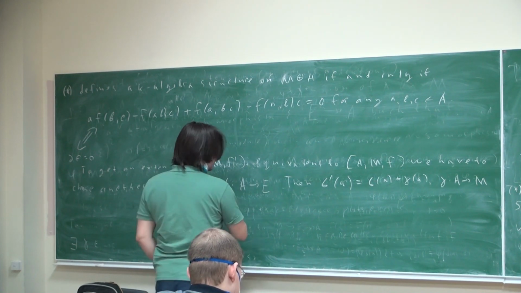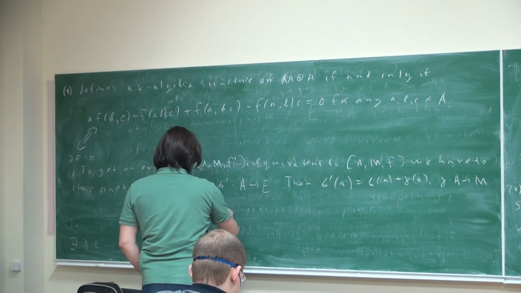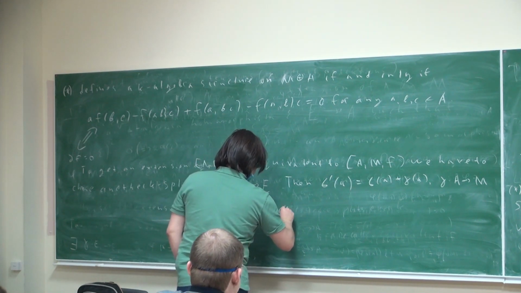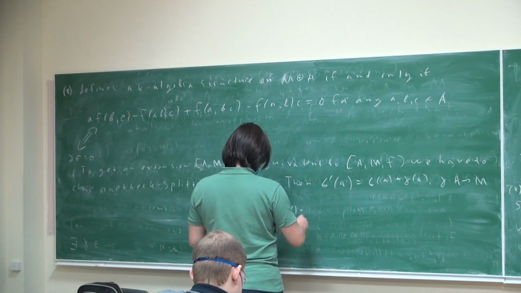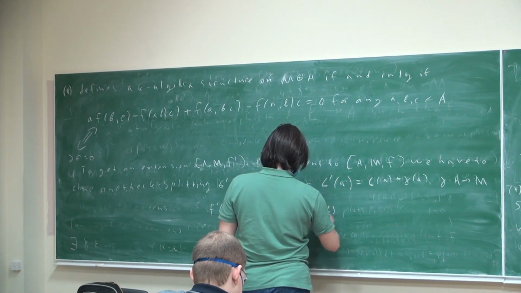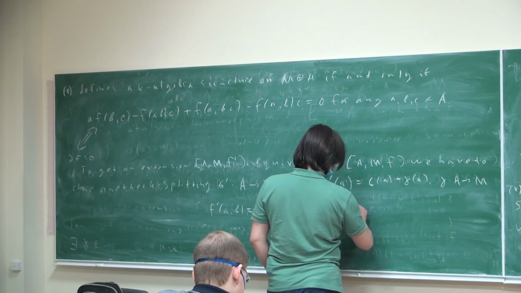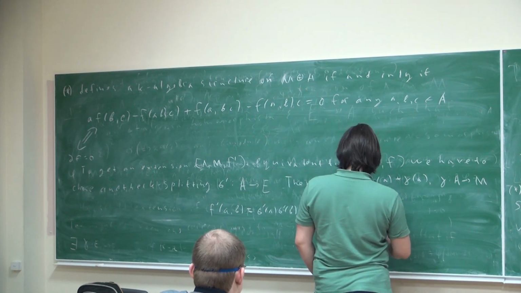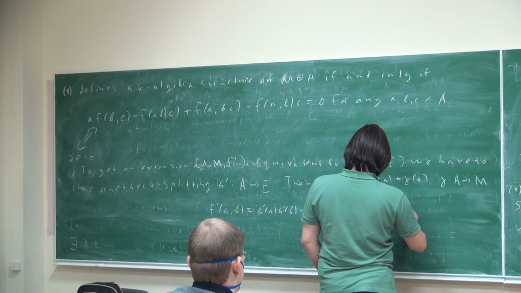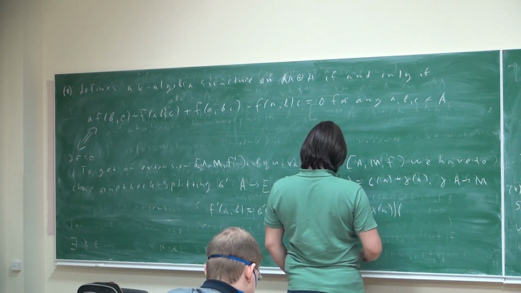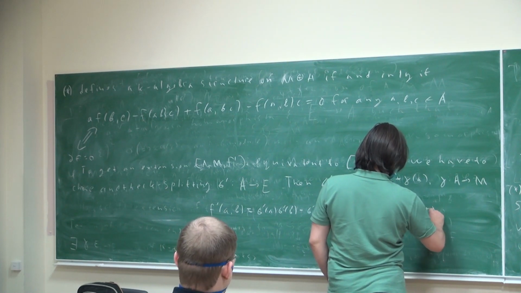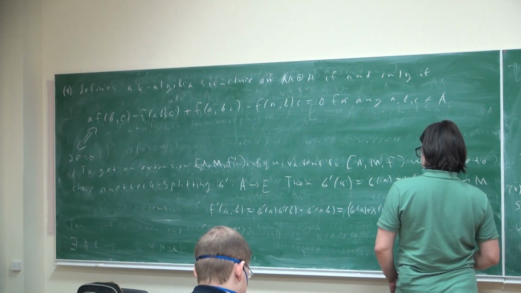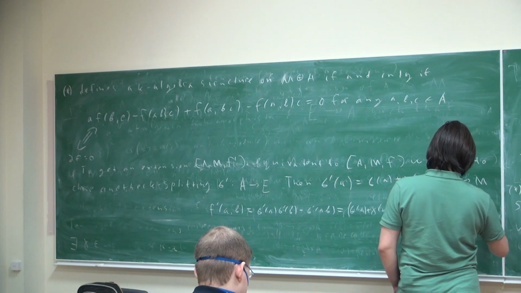So we have F prime of AB. It's sigma prime of A, sigma prime of B, minus sigma prime of AB. So it is sigma of A plus gamma of A, then here, sorry, sigma of B plus gamma of B, minus sigma of AB plus gamma of AB.